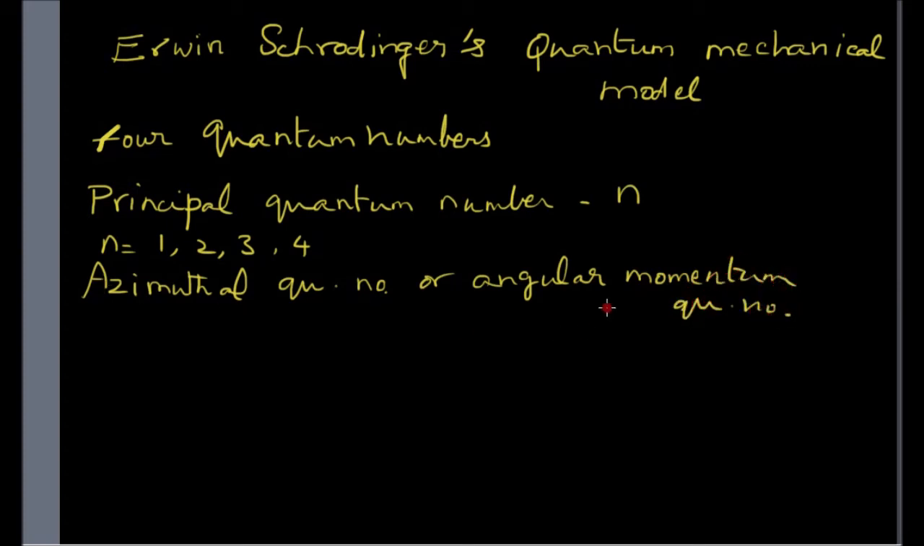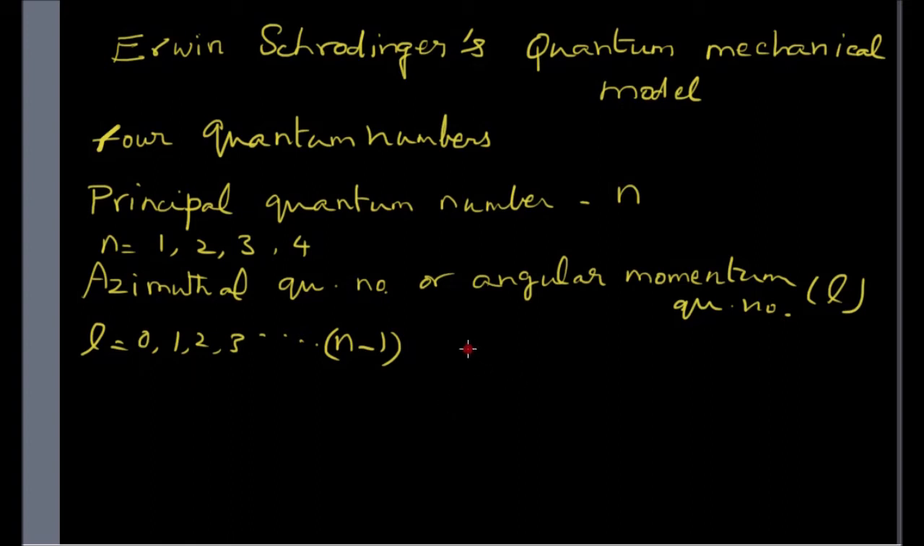It is denoted by the letter L. And L can have values 0, 1, 2, 3, etc. up to n minus 1. N cannot have a value of 0, it starts only from 1, but L will have values 0, 1, 2, 3 up to n minus 1. The value of L gives you an idea about the shape of the orbital.